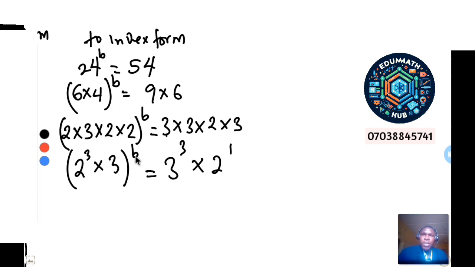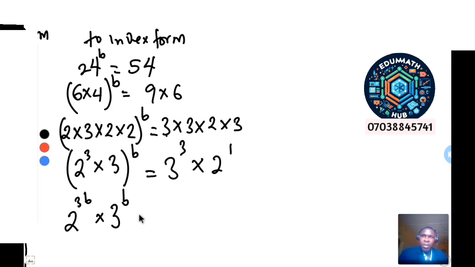Then from here, this b affects everything in the powers, everything in the brackets. So you have 3 times b, that will give you 3b. And the imaginary one is here, don't forget. So you have 2 raised to the power 3b times 3 raised to the power 1 is here, don't forget. 1 times b will give you b. 3 raised to the power b equals 3 raised to the power 3 times 2 raised to the power 1.